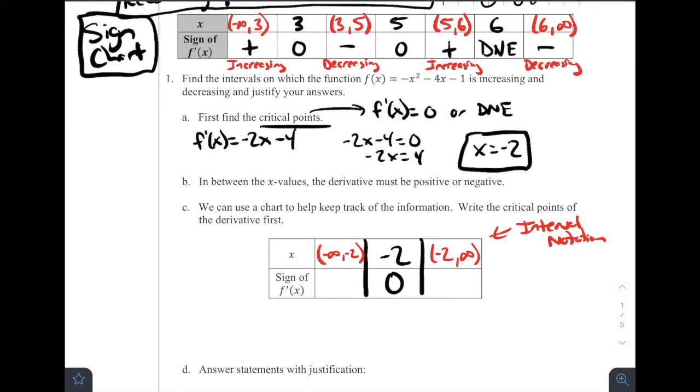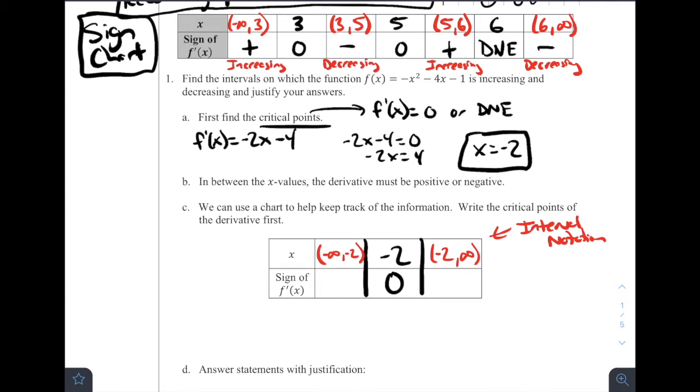And all we're going to do now is figure out the signs of f prime of x on both of these intervals. Because this is the only critical value, I can essentially pick any x value between negative infinity and negative 2 and find out what the sign of the derivative is. I'm saying that all of the x values less than negative 2 are going to have the same sign for f prime of x, and all of the values that are bigger than negative 2 are going to have the same sign for f prime of x.